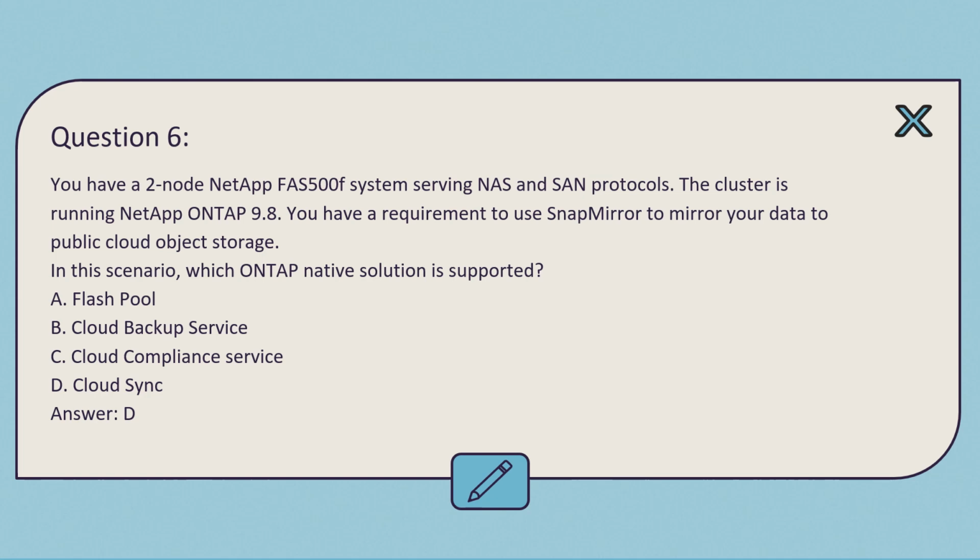6. You have a 2-node NetApp FAS500f system serving NAS and SAN protocols. The cluster is running NetApp ONTAP 9.8. You have a requirement to use SnapMirror to mirror your data to public cloud object storage. In this scenario, which ONTAP native solution is supported? A. FlashPool. B. Cloud Backup Service. C. Cloud Compliance Service. D. Cloud Sync. Answer: D.